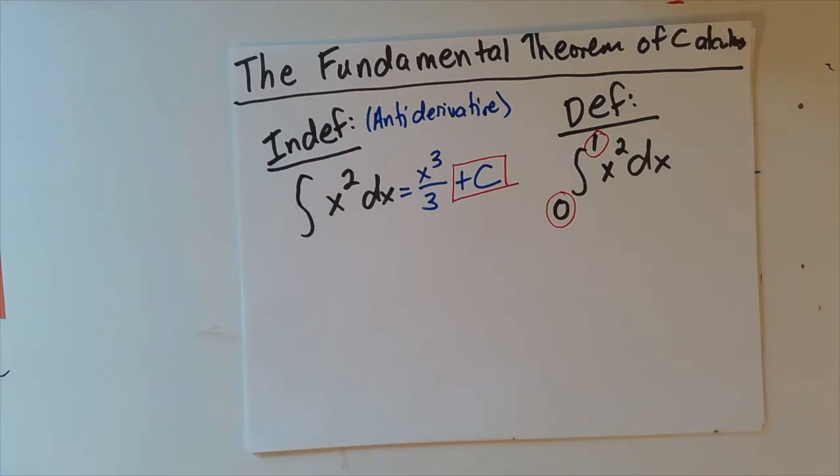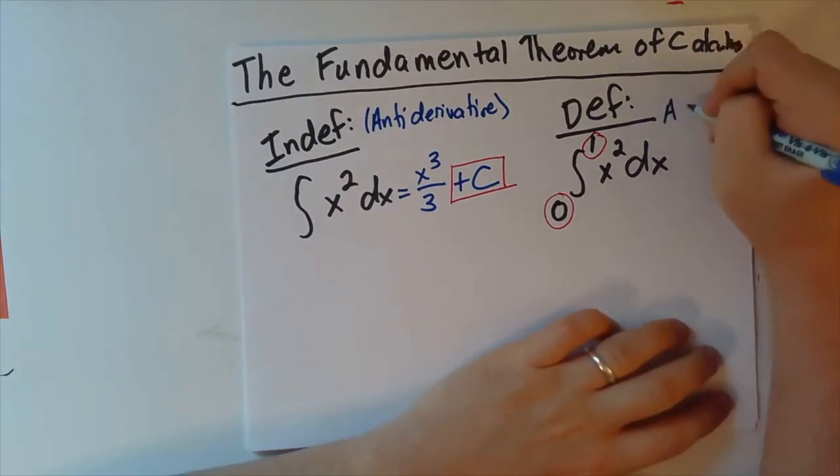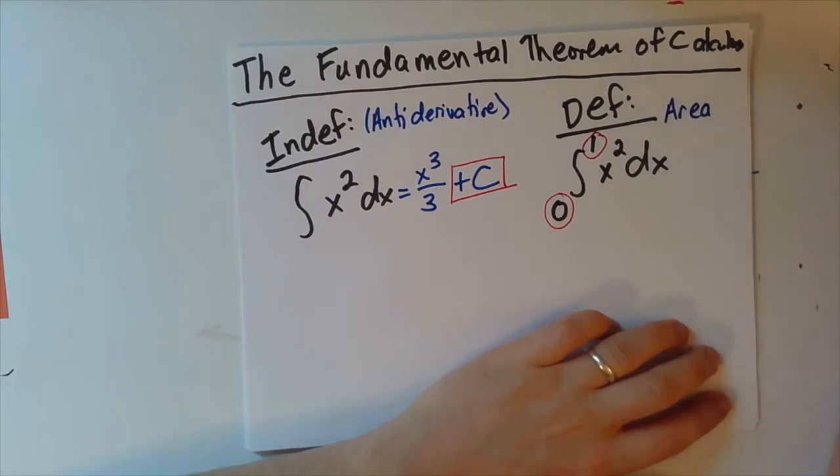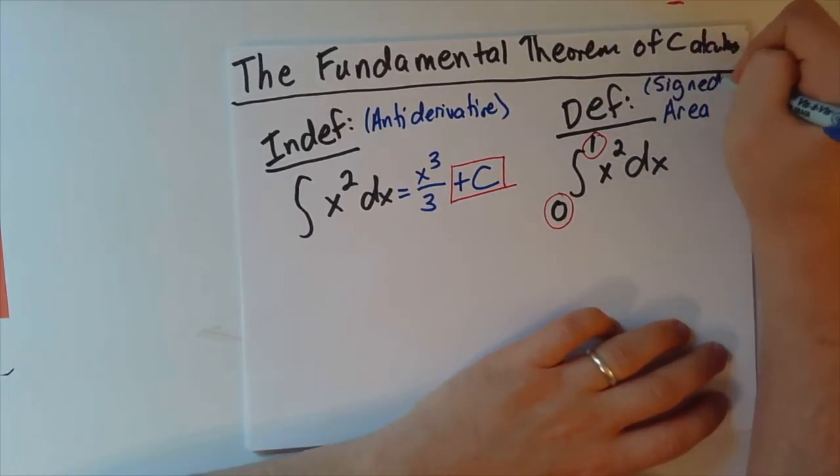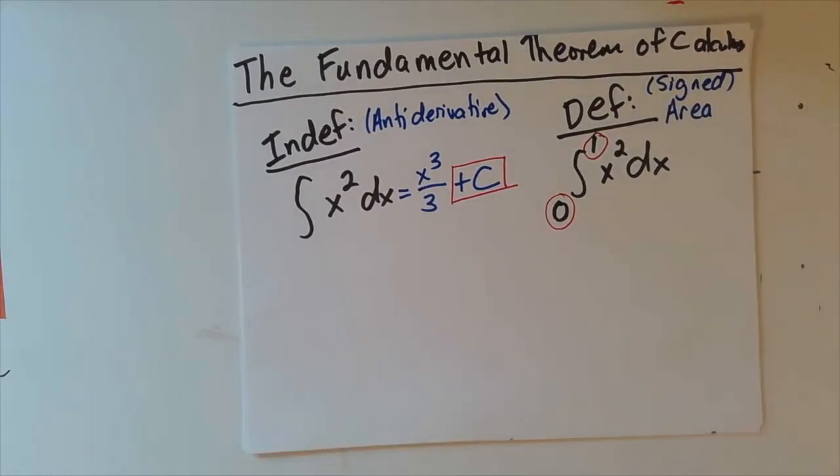On the other hand, we have definite integrals, and these things have to do with area. Okay, and to be very precise, they have to do with signed area, by which I mean that we count some area as positive, namely the area that's above the x-axis, and some area as negative, namely the area that is below the x-axis.